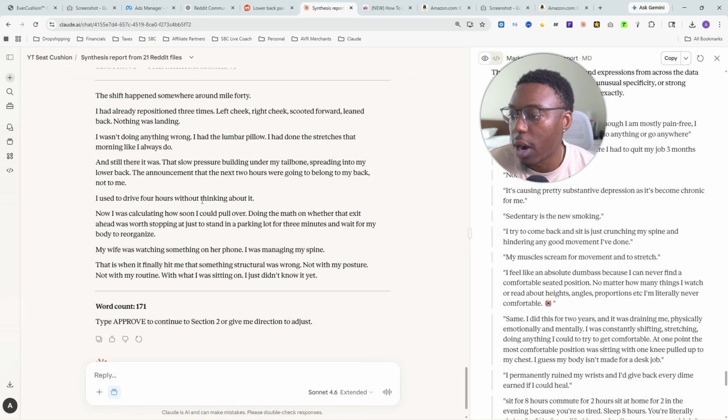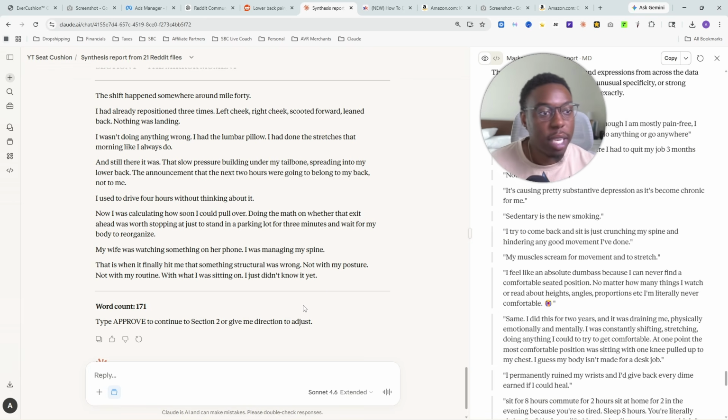I used to drive 4 hours without thinking about it. Now I was calculating how soon I could pull over. Doing the math on whether the exit ahead was worth stopping at just to stand in the parking lot for 3 minutes and wait for my body to reorganize. My wife was watching something on her phone. I was managing my spine. That is when it finally hit me that something structural was wrong. Not with my posture, not with my routine, with what I was sitting on. I just didn't know it yet.